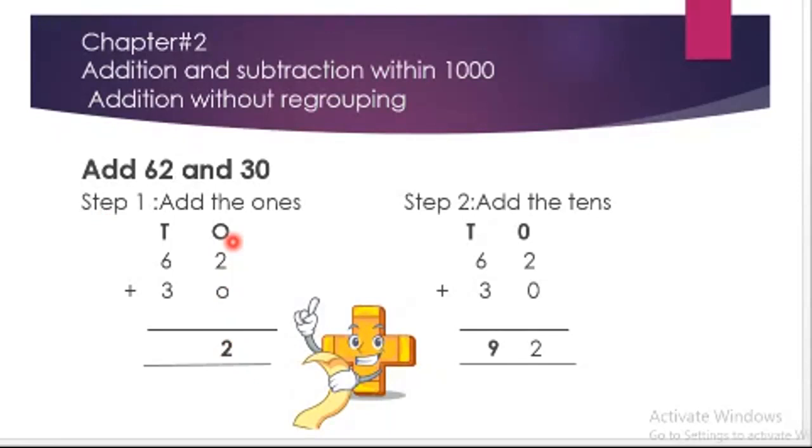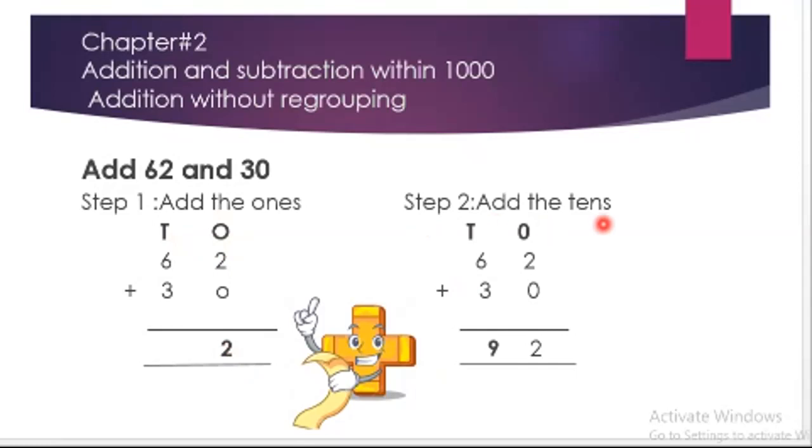Look at this O. This O represents ones and this T represents tens. These are their place names that we studied in the place value concept. So in the ones, the answer we got is 2. Now we are going to move to the second step, over here where you can see my mouse.